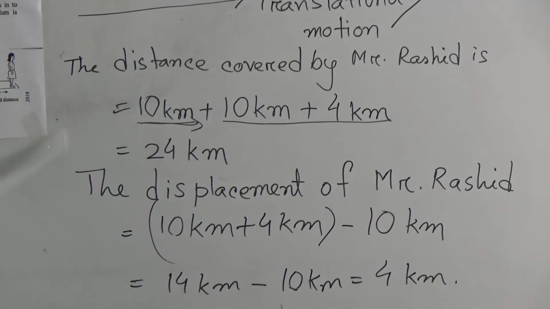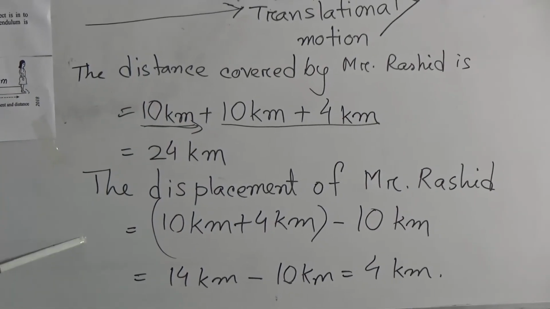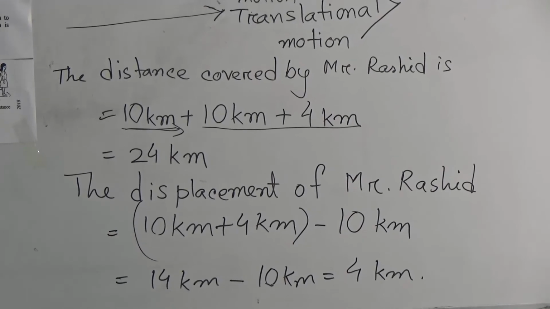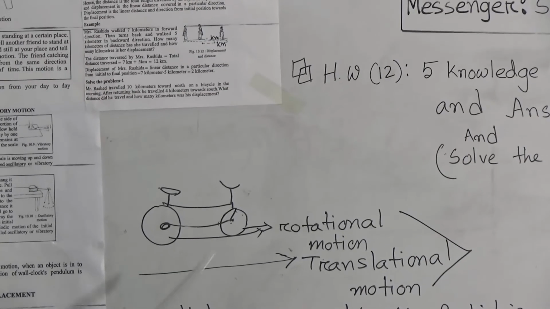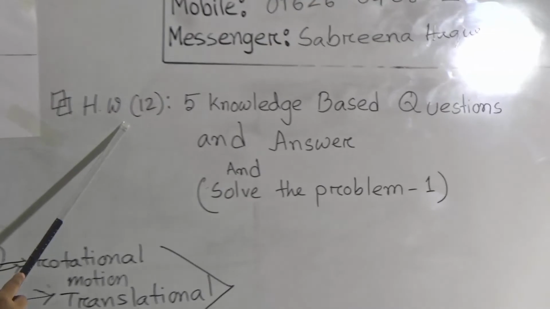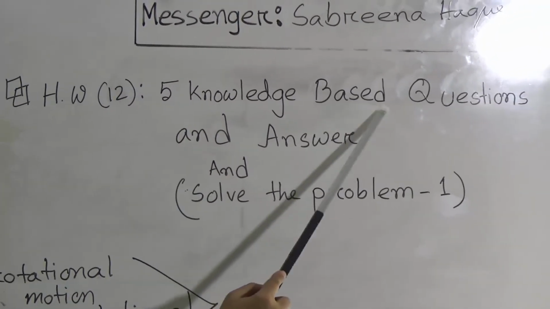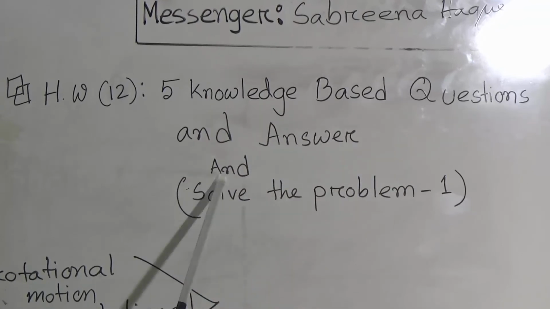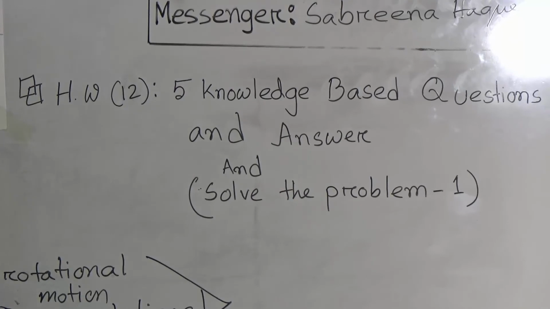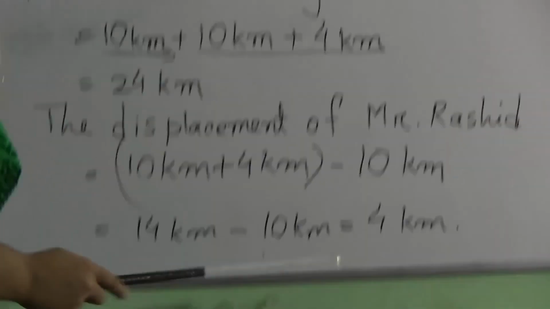Dear students, this is also your homework. You will solve according to your book's example, and I have given here the homework number 12 for your annual term. You have to make 5 knowledge based questions and answers and solve the problem number 1, which one I have shown here, but you have to follow the book's rule.